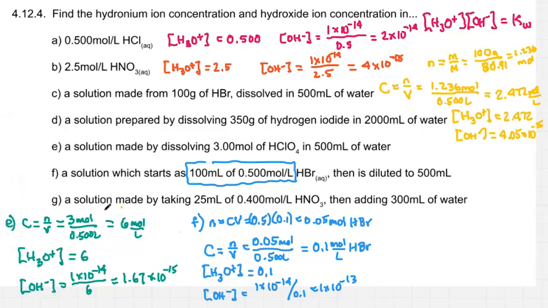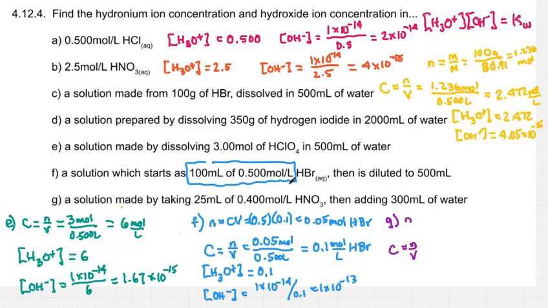And finally, 25 milliliters of 0.4 mole per liter HNO3, and then adding 300 ml of water. Okay, dilution again. We need a real concentration for this, and this isn't it because this is pre-dilution. So first we're going to be doing C equals N over V to get our concentration.